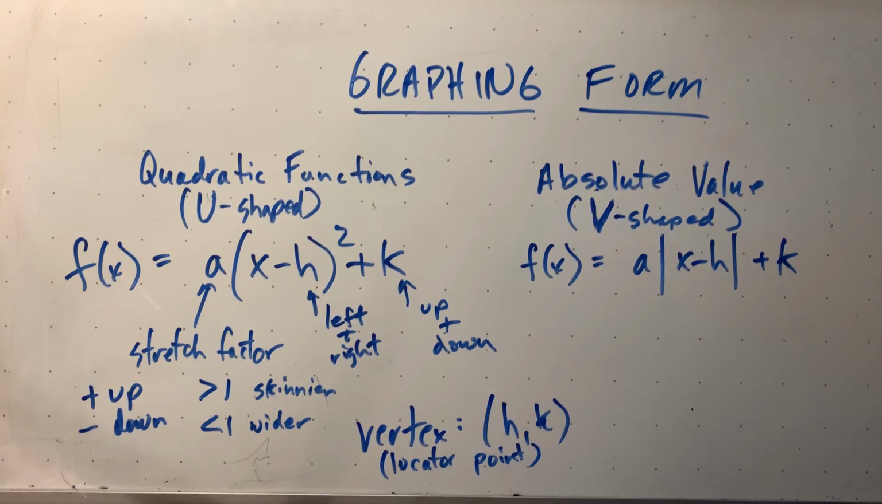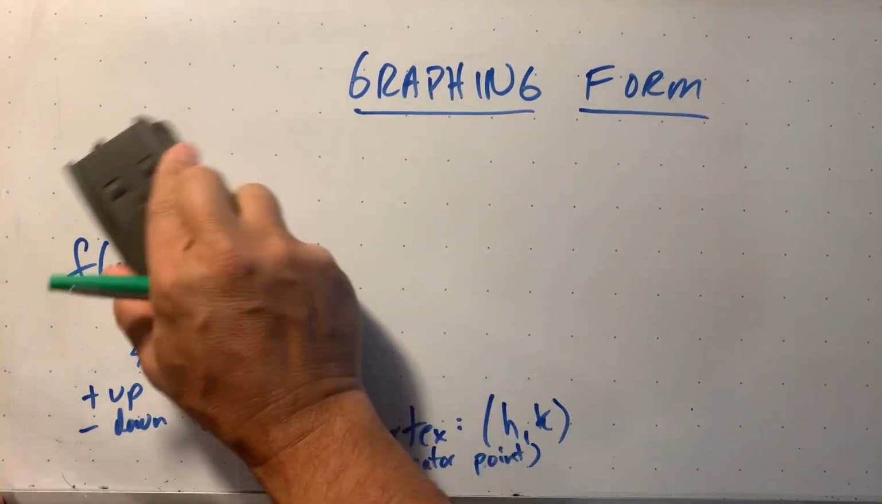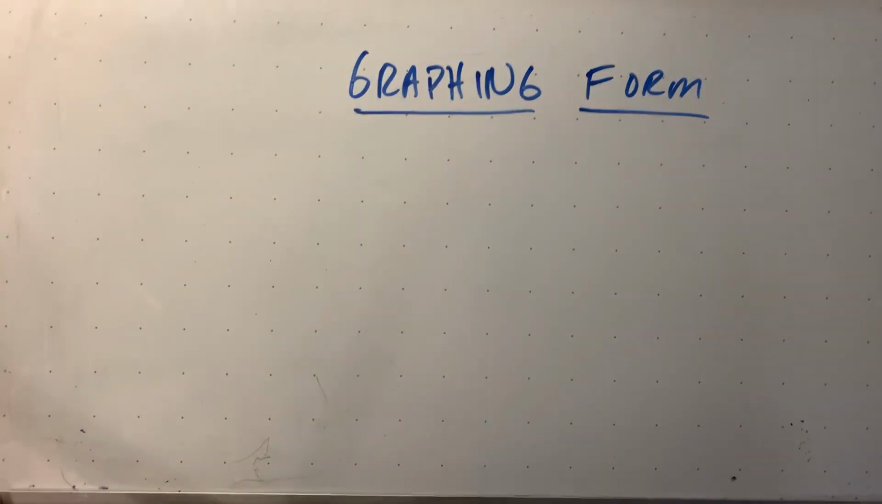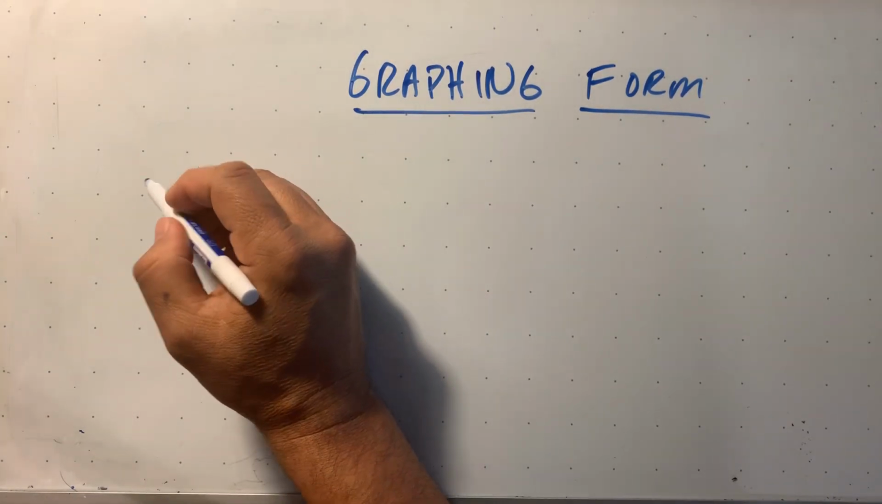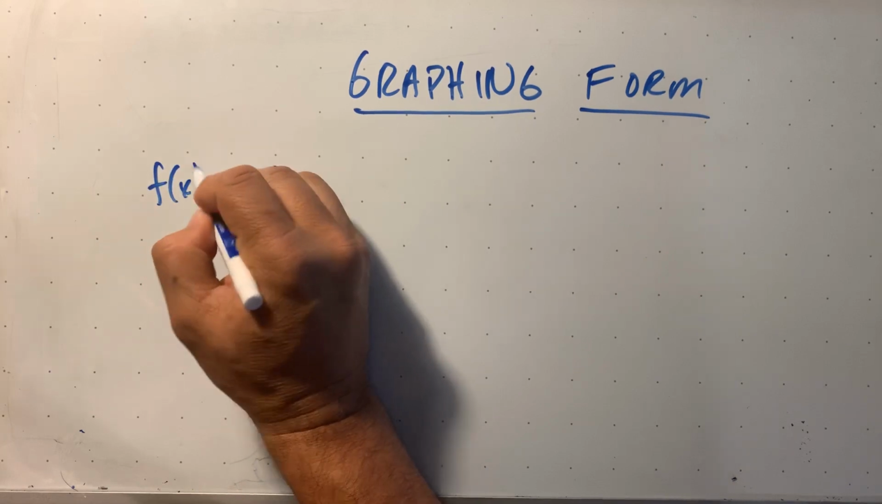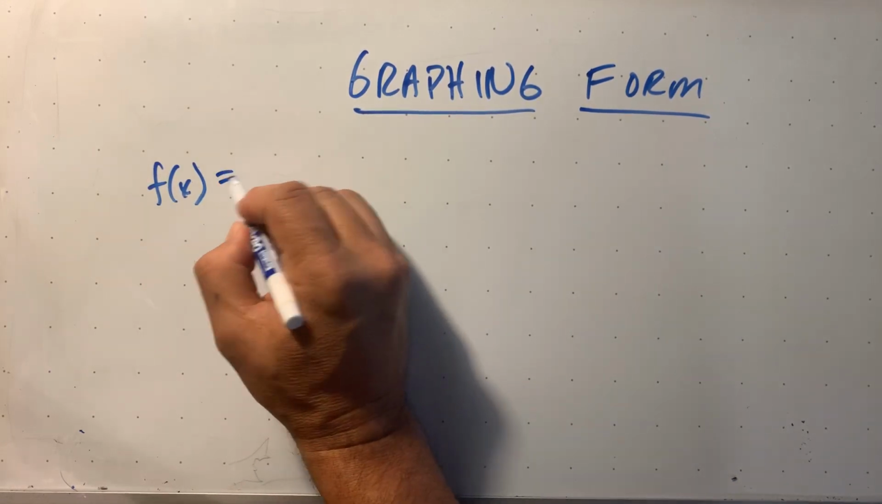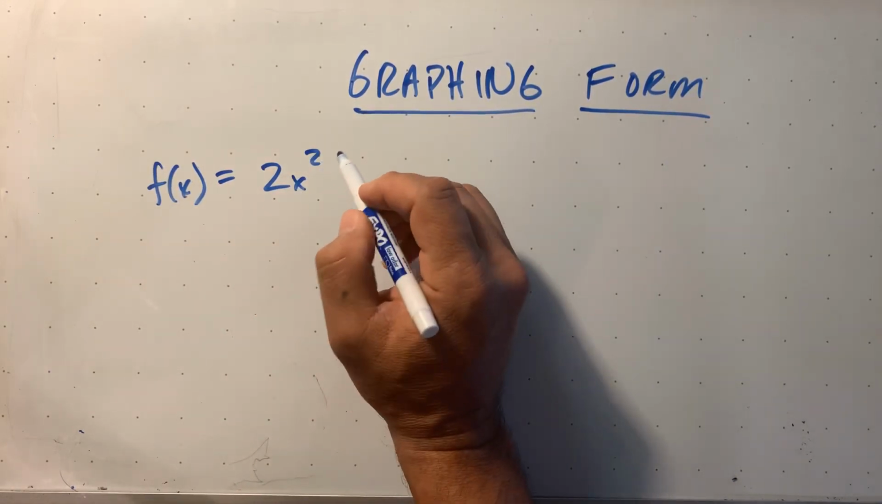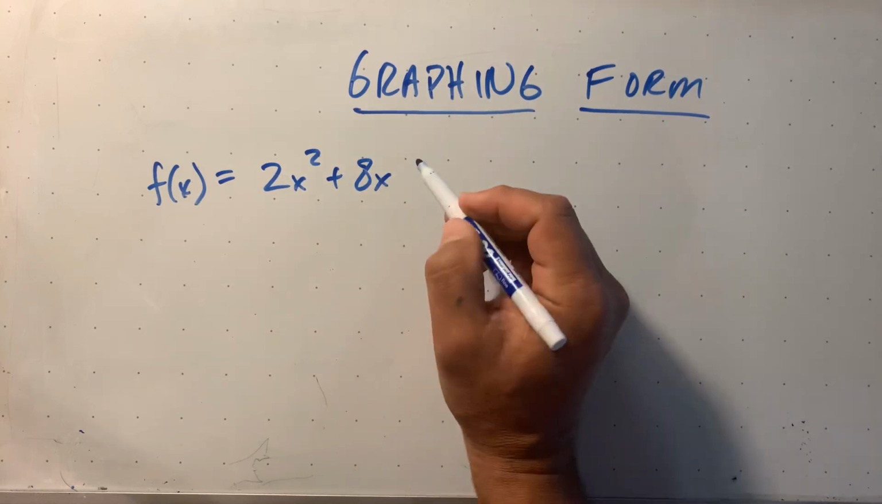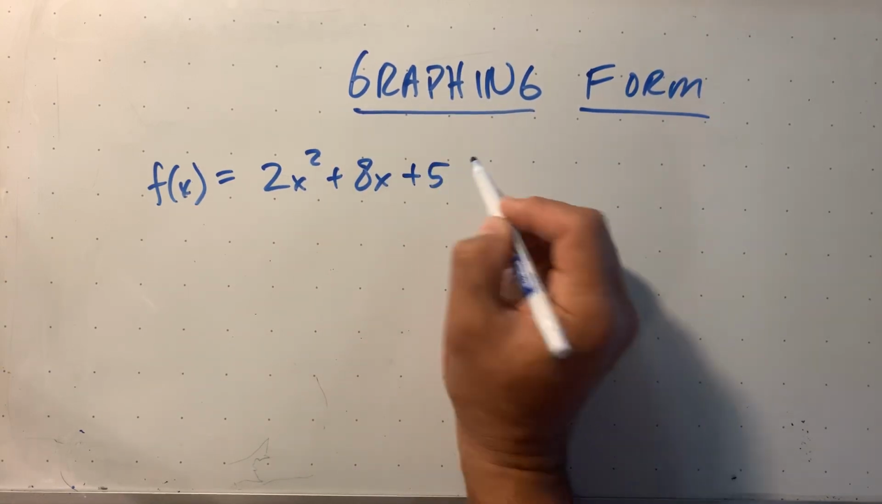All right, we're going to dive into some examples now. I'm going to start by having to complete the square in order to put these into graphing format. So let's say we've got f of x is equal to 2x squared plus 8x plus 5.